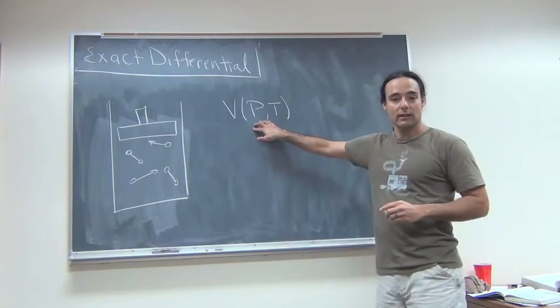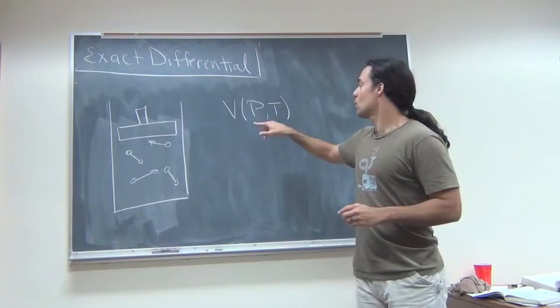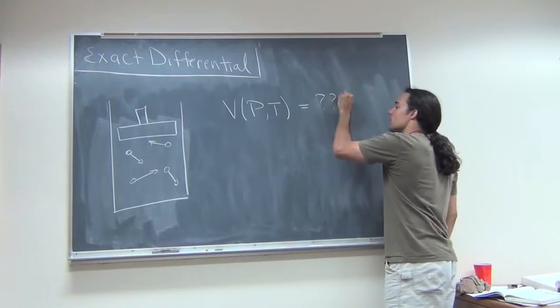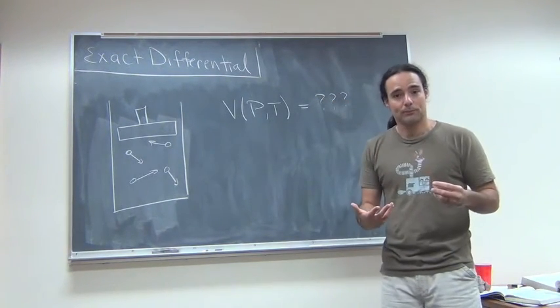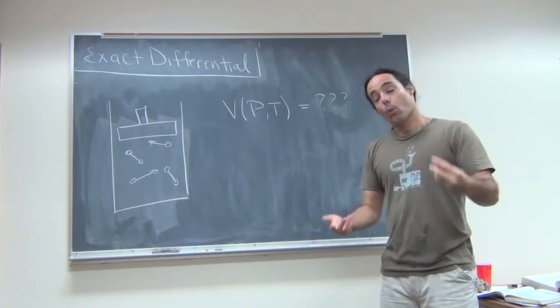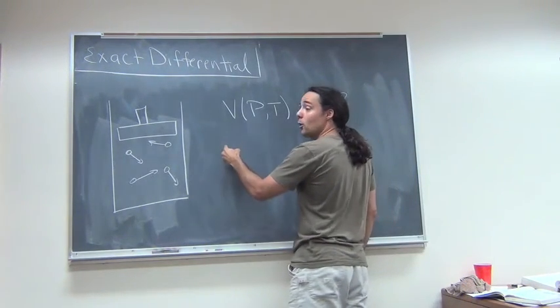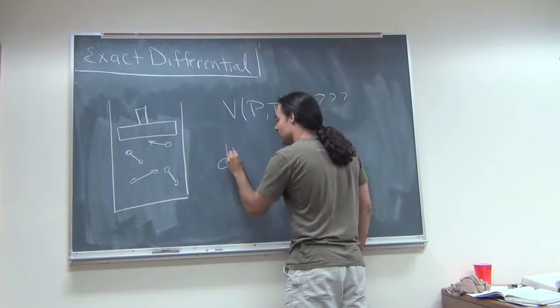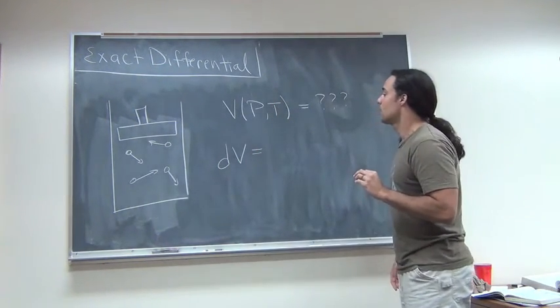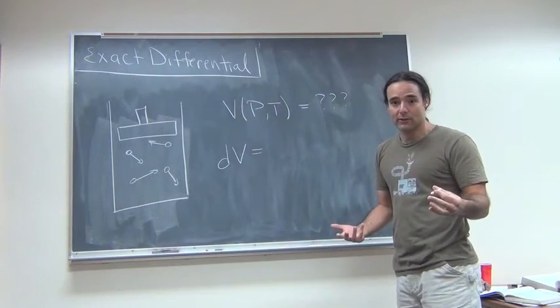Well, chances are I am not going to be able to just guess what this function is. Volume is a function of pressure and temperature. I don't know. We need to measure that in some way. To do that, we can go back to our exact differential. We can say dV equals. Well, I automatically know how to write this down.